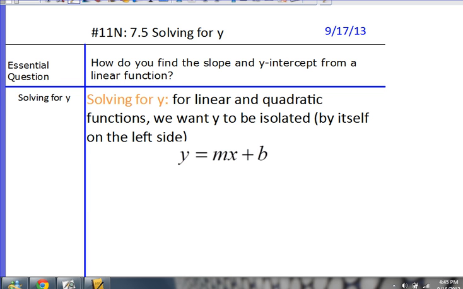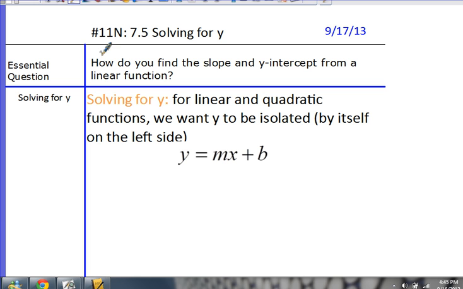Good morning, class, and welcome to lecture 11N, Solving for Y. The date is 9/17/13. Please go ahead and copy down everything that you see here on the board. You have about 3 minutes. Press pause now.